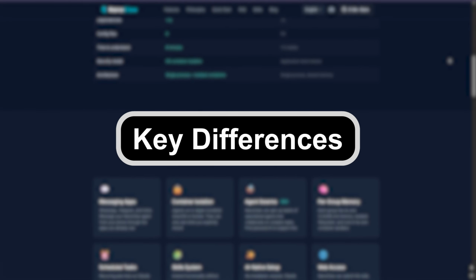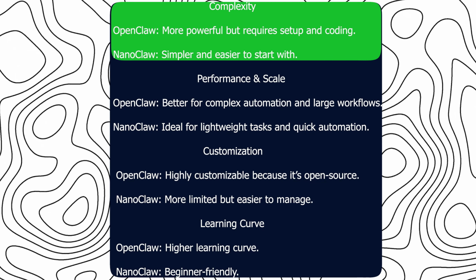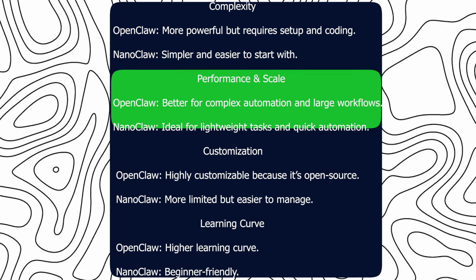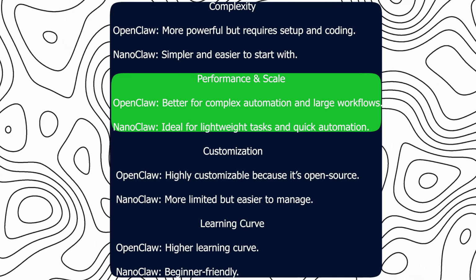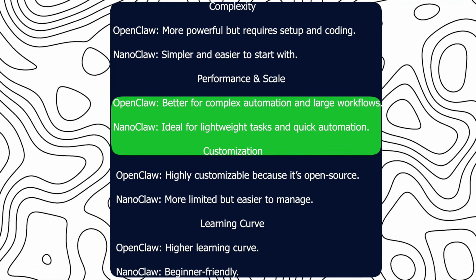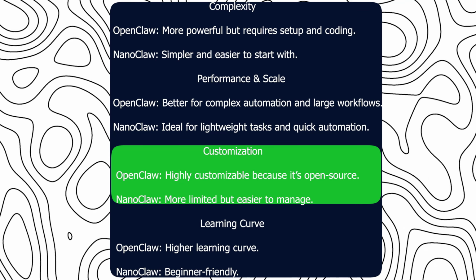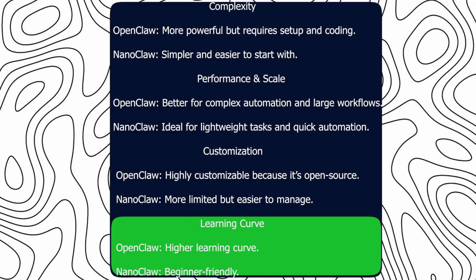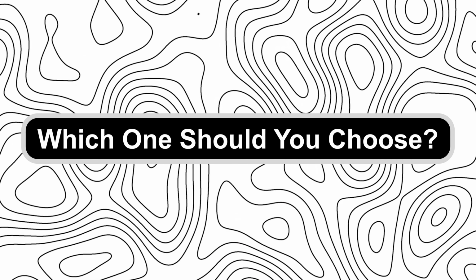Key differences. Complexity. OpenClaw more powerful but requires setup and coding. NanoClaw simpler and easier to start with. Performance and scale. OpenClaw better for complex automation and large workflows. NanoClaw ideal for lightweight tasks and quick automation. Customization. OpenClaw highly customizable because it is open source. NanoClaw more limited but easier to manage. Learning curve. OpenClaw higher learning curve. NanoClaw beginner friendly.